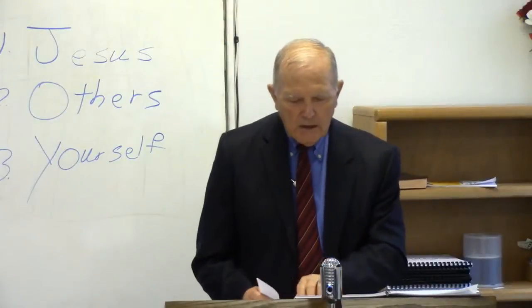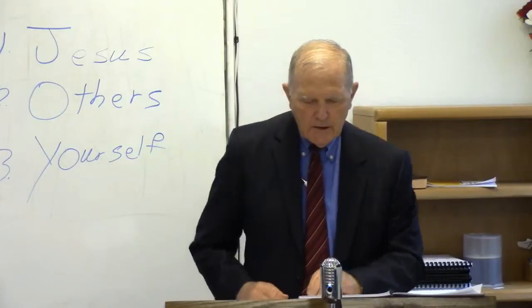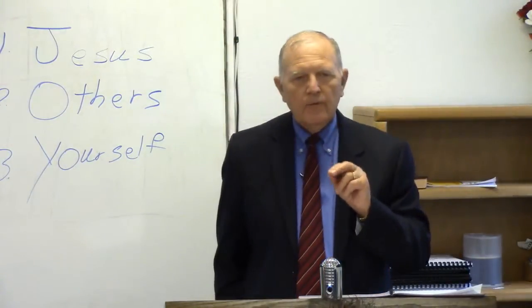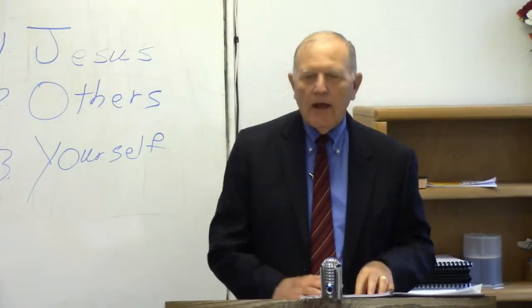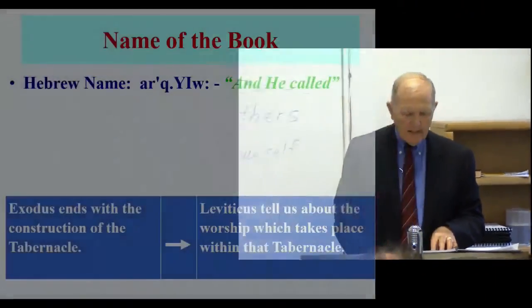The book begins by describing 5 different types of offerings that were to be made. And all of them were for a different purpose, and all foreshadowed a different aspect of Jesus' sacrifice for us.